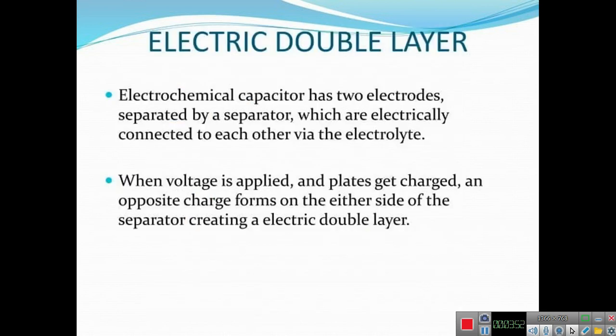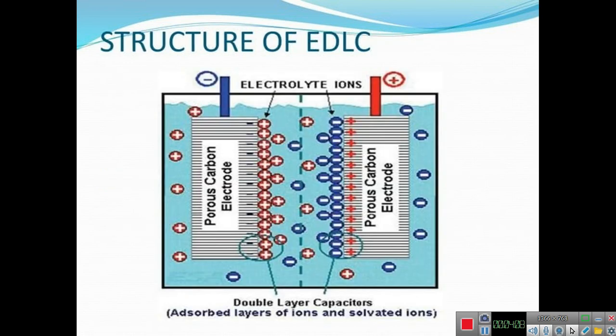So the electrochemical capacitor has two electrodes separated by a separator, which are electrically connected to each other via the electrolyte. When the voltage is applied and the plates get charged, an opposite charge forms on either side of the separator, creating an electric double layer.